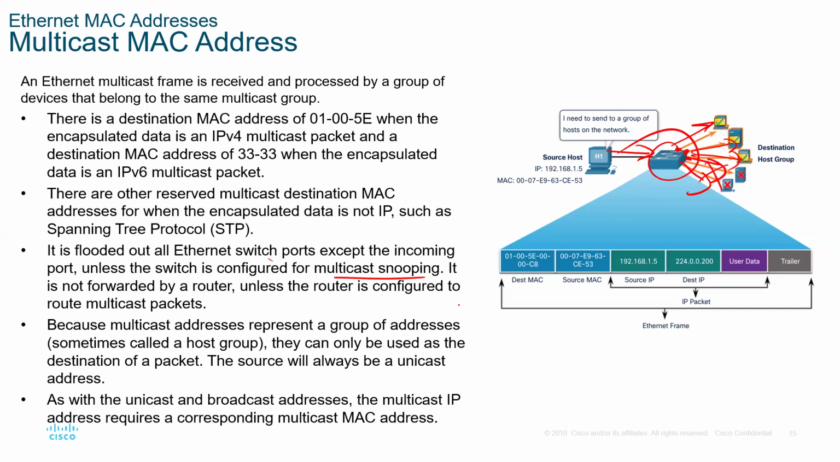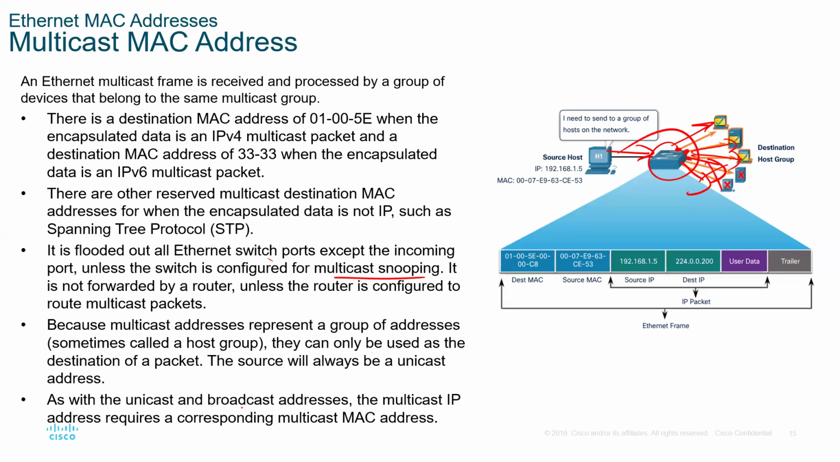to non-recipients. Because multicast addresses represent a group of addresses, sometimes called a host group, they can only be used as the destination of a packet. The source will always be a unicast address. Because multicast addresses represent a group of addresses, they can only be used as the destination of a packet.